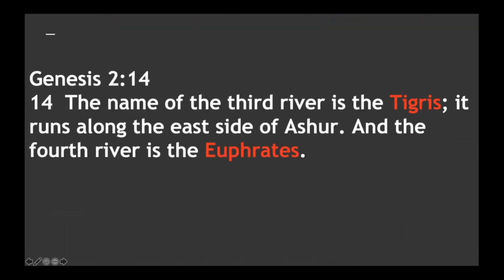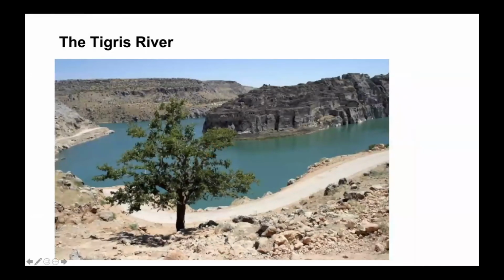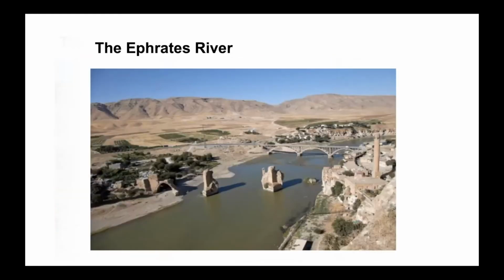Now, Genesis 2:14. The name of the third river is the Tigris. It runs along the east side of Ashur. And the fourth river is the Euphrates. This is a picture of the Tigris River. It's quite a big river, as you see. And here is another picture of the Euphrates River.